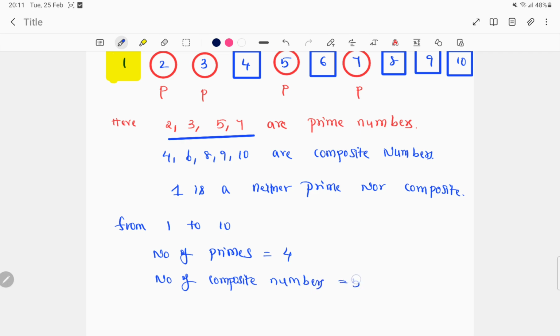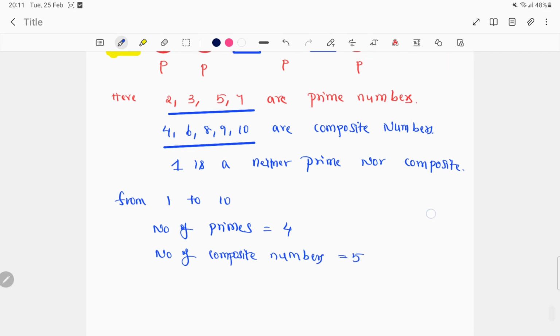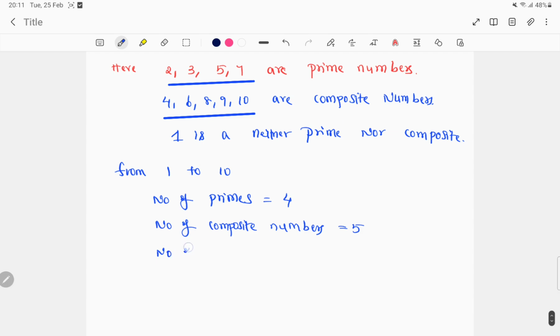So there are 5 composite numbers. So the number of numbers that are neither prime nor composite is only one. Like that, they can ask from 1 to 10, or 1 to 50 they can ask.